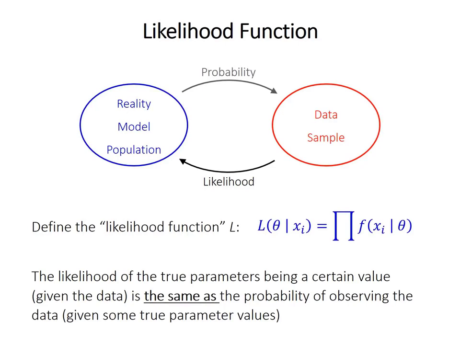This equation states that the likelihood of the true parameters being some values theta, given the observed data x, is equal to the probability of observing the data x, given some true parameter values.